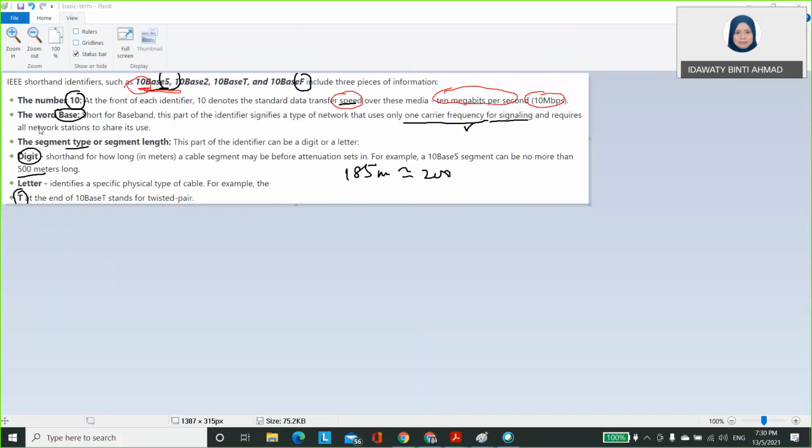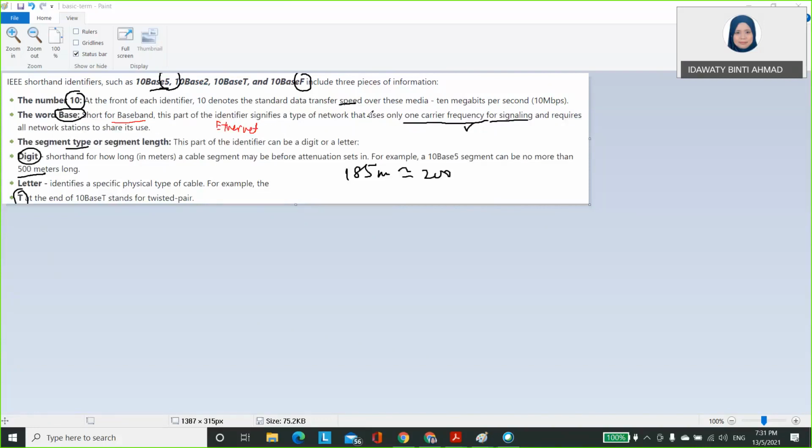Base here means, the word base here stands for baseband. What do you mean by baseband here? It means the Ethernet we are using is a type of network that uses baseband.